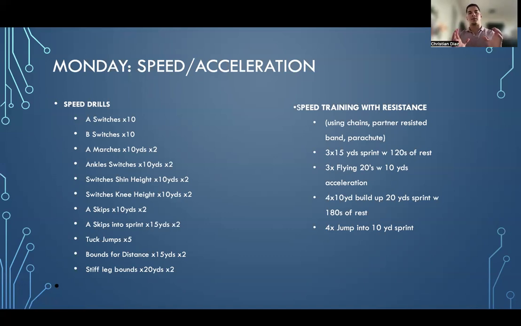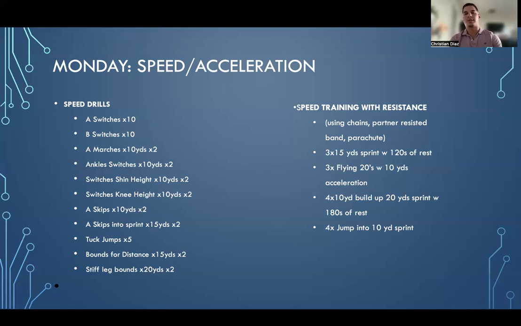This that I created is workouts for Monday, Tuesday, rest on Wednesday, Thursday, Friday, rest Saturday and Sunday. So on Monday, we have a speed and acceleration day, with some speed drills. To mark some examples, we have some A switches, some A marches, some ankle switches, some A skips, tuck jumps, and balance for direction.